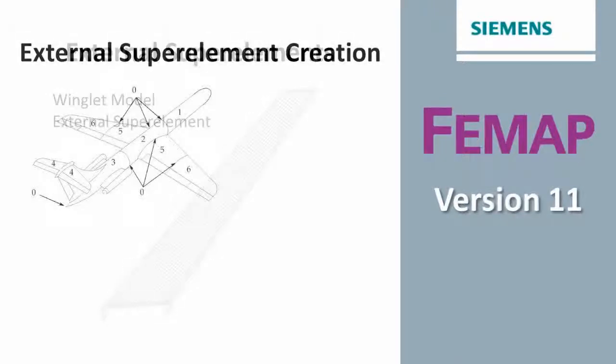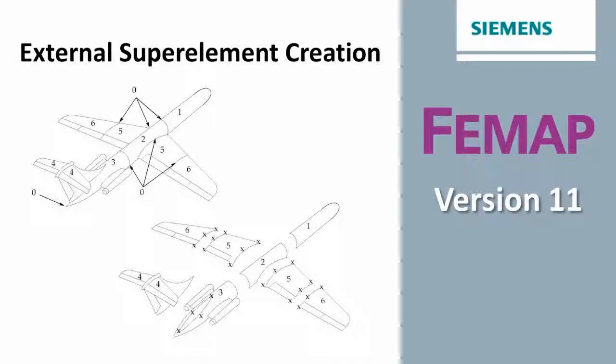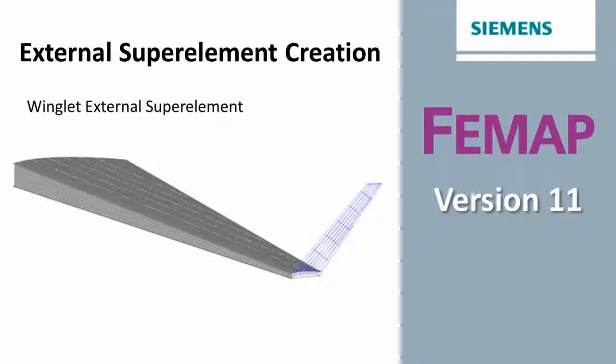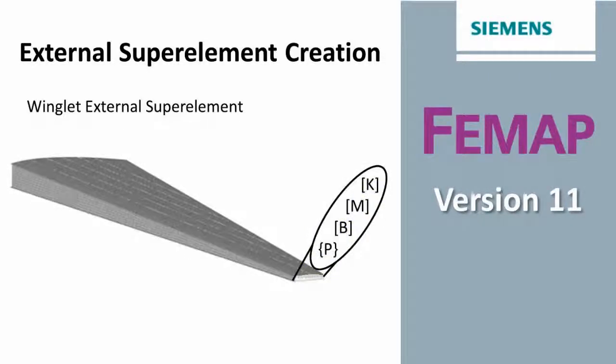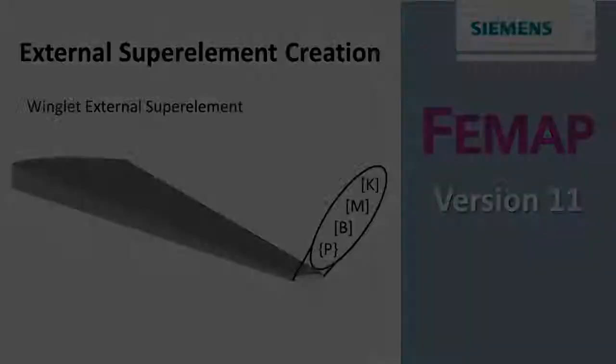Superelements were initially developed and used as a means of substructuring a finite element model into more manageable pieces for analysis. However, another use for this technology is the external superelement, which allows transfer of model characteristics like stiffness and mass from one company to another without including the finite element model detail.